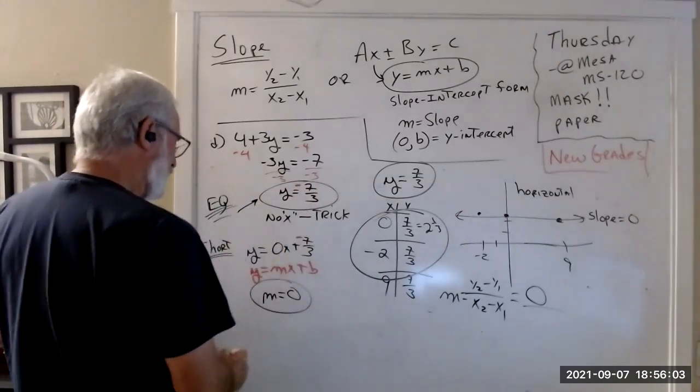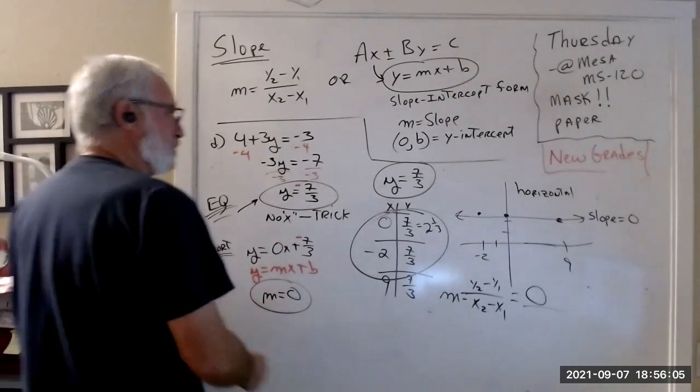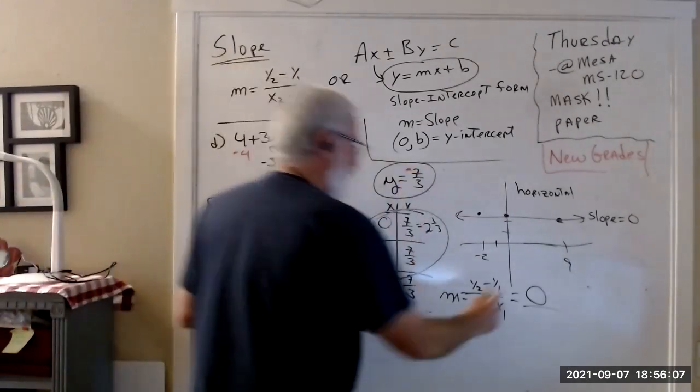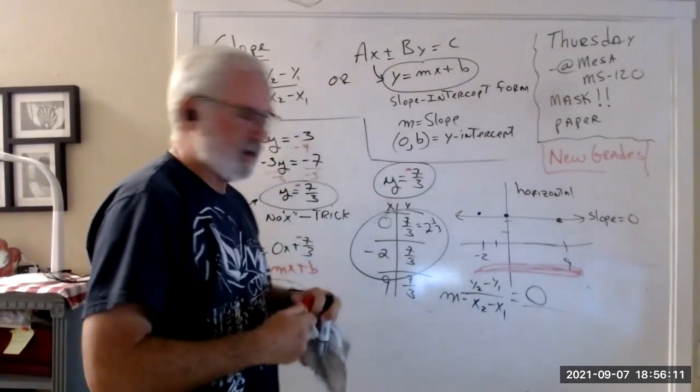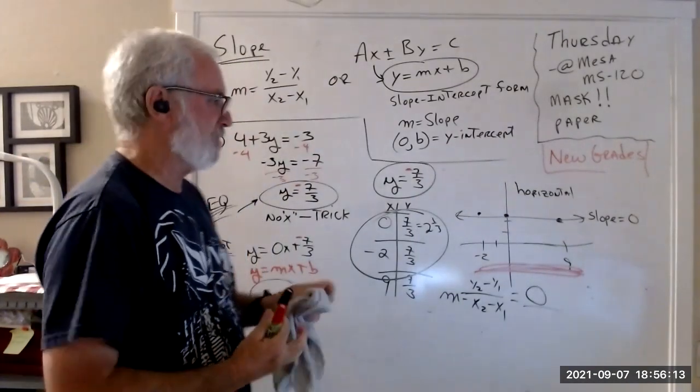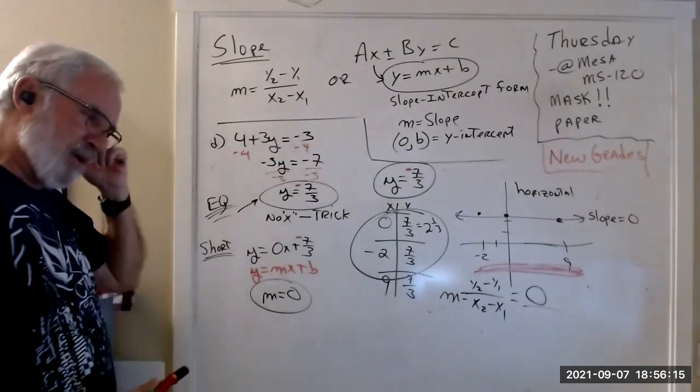Does that change my slope? No. Does it change my graph? Yeah, it'll be down here in horizontal, but it'll still be the same thing. Dang, this is all being recorded.